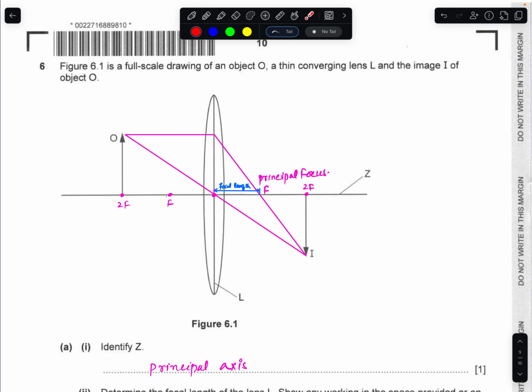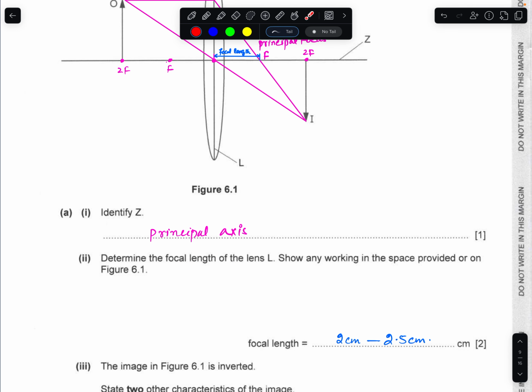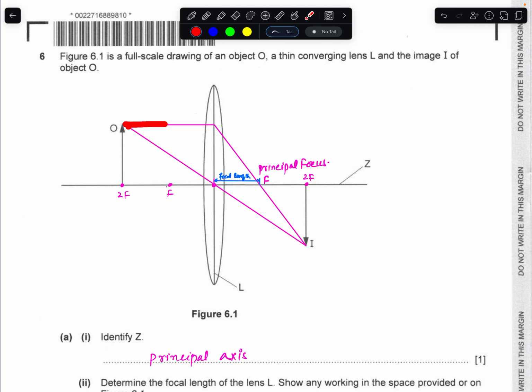Question number 6, a diagram is given and they're asking to identify Z. This Z is representing the principal axis. Determine the focal length. How should we get the focal length? By drawing this ray diagram. One ray parallel to the principal axis is hitting the lens, and once it hits the lens, it always refracts and passes through the principal focus. Another thing is, this line which is passing through the center of the lens shows no refraction at all. It is passing straight, but this one shows the refraction.